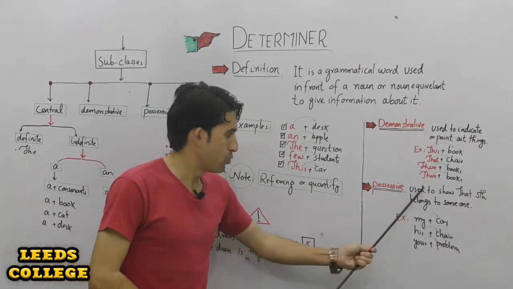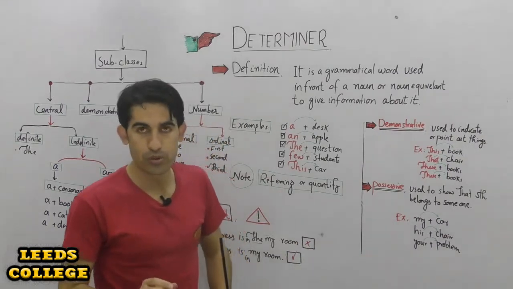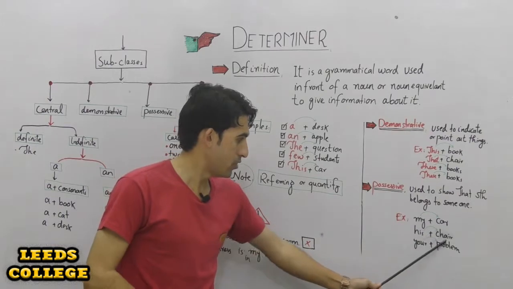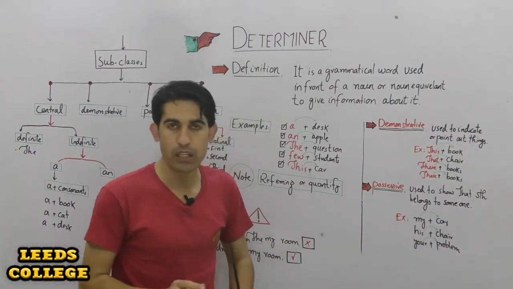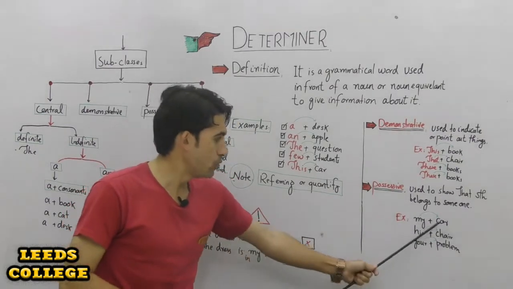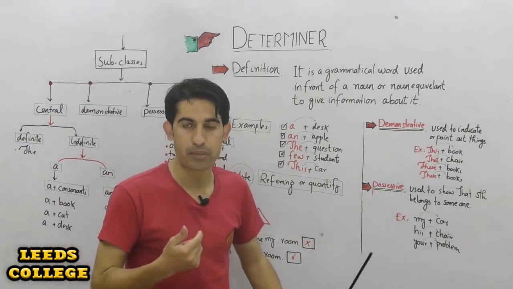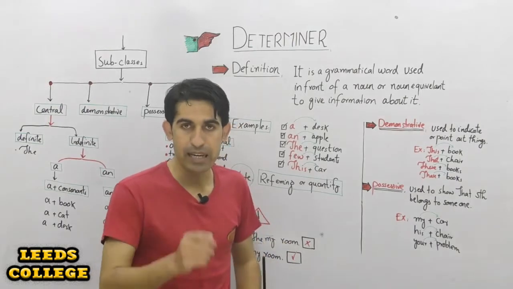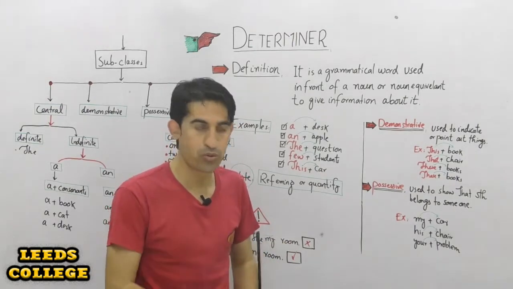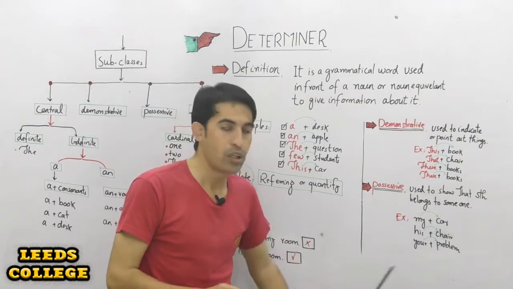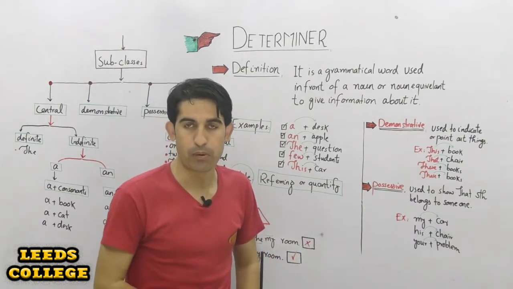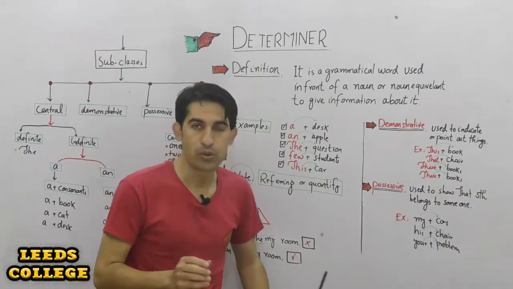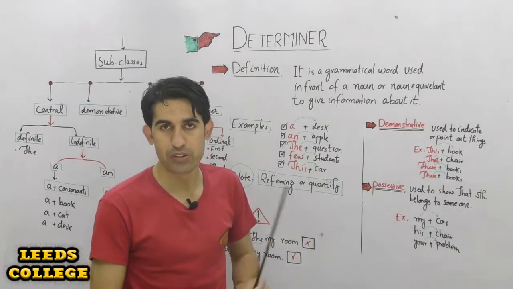A possessive determiner is used to show that something belongs to someone. For example, if I say my car, his chair, and your problem. If I ask the question, whose car is this? I say my car, meaning the car belongs to me. If I say whose chair is this? Meaning his chair, so the chair belongs to him. And your problem, meaning whose problem is this? Meaning your problem. So exactly these determiners my, his, and your are used to show possession with the noun.